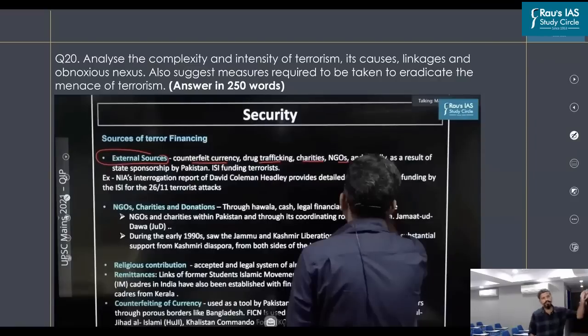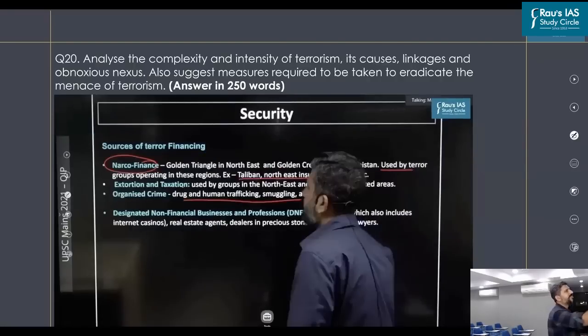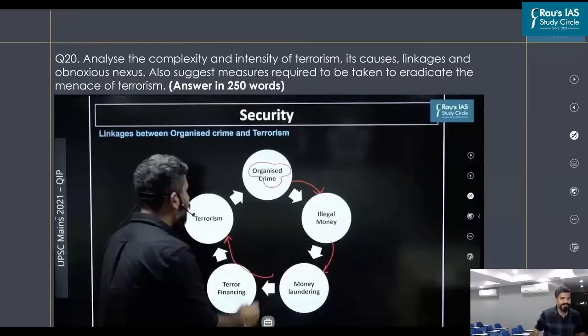Now the challenge in writing this question was that you had to squeeze all these points into 250 words, because if you had a broader understanding of all these aspects, you could have easily created an answer structure which meets the requirement of this particular question. Then as we talked about the sources of financing, the second part of the question is linkages and the obnoxious nexus.